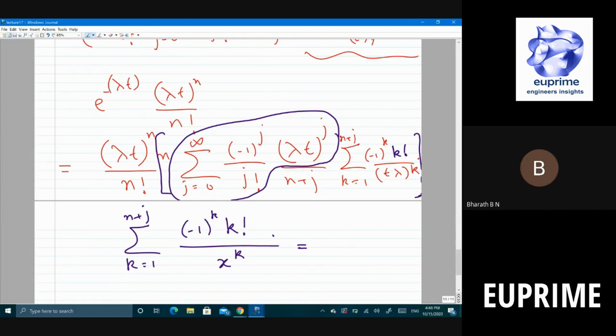Okay, let me think. So, 1 over n, right? Then n will cancel. Correct, yeah. Should get 1 over n, the entire thing. That means n plus j over n is what I'm looking for. N plus j over n. Okay, so I can write this as summation minus 1 power k, k factorial, 1 by x power k, some a power k. So when will you get such an expansion? Factorial in the numerator, you'll never get, right?